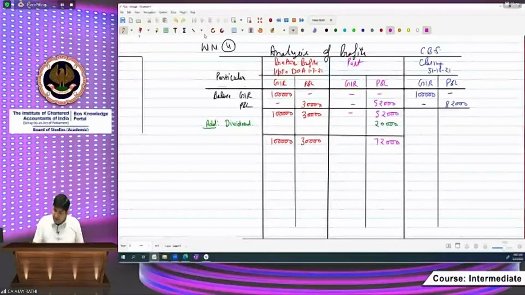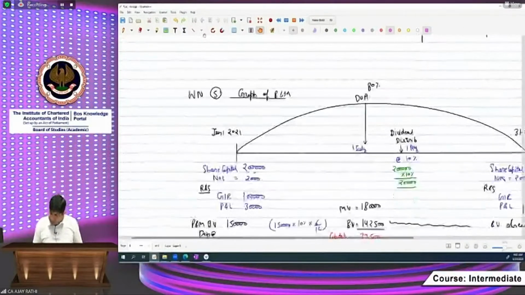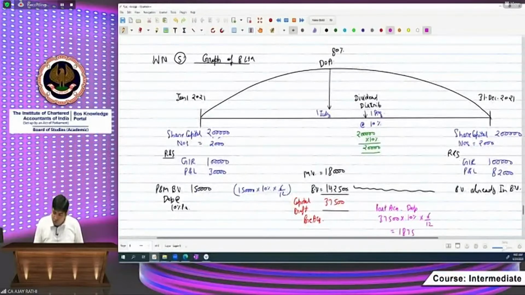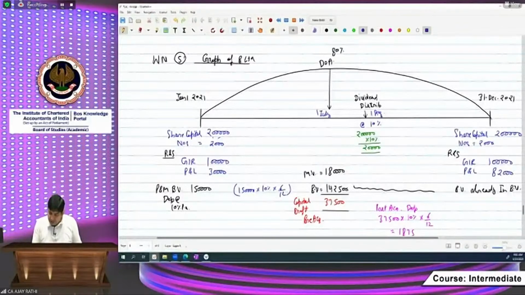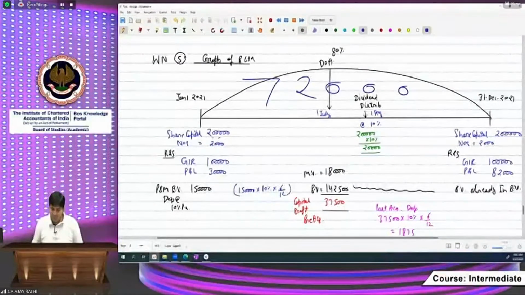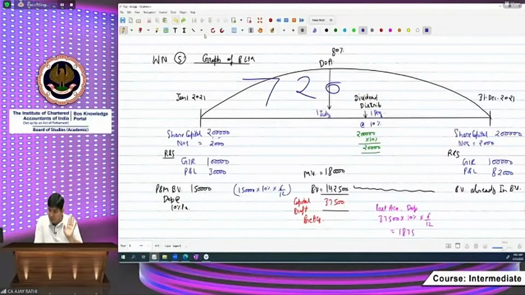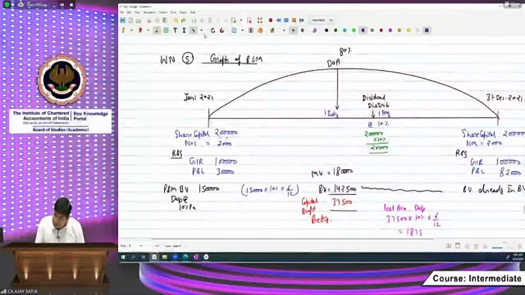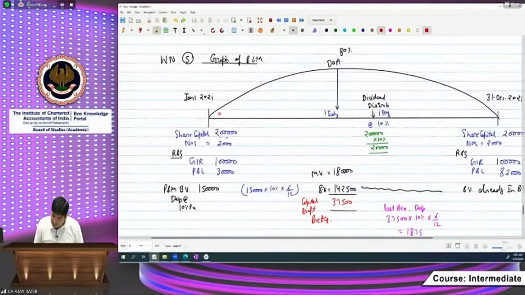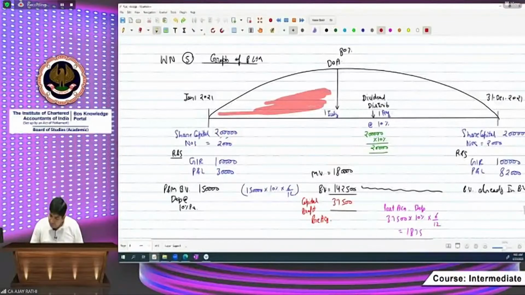Now, is there any requirement of time adjustment? Can you please tell? Sir, 72,000 profit belongs to full year or the post acquisition? Sir, 72,000 profit was earned during the year, not only in post or not only in pre. So 72,000 belongs to full year. So what we can do, we shall apply the time adjustment to calculate the pre-acquisition period profit. Can you please tell how much profit you will shift here to calculate the pre-acquisition period profit?